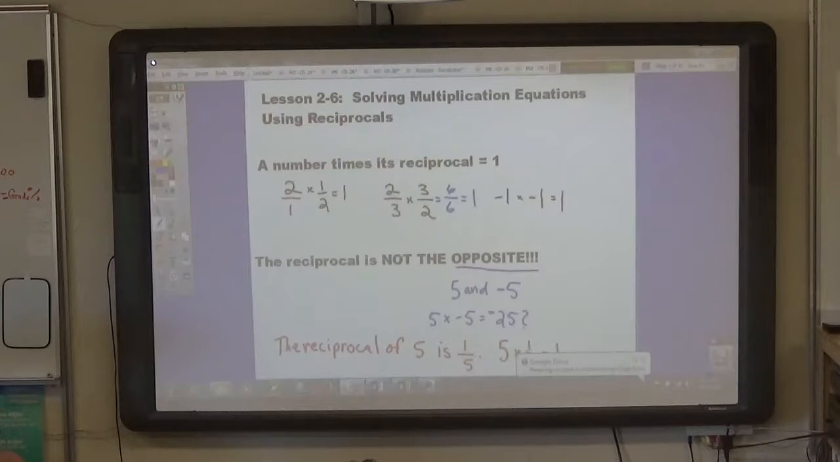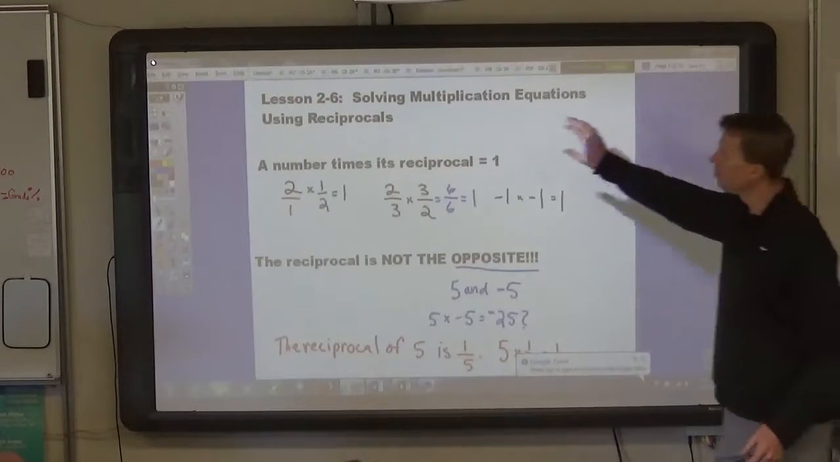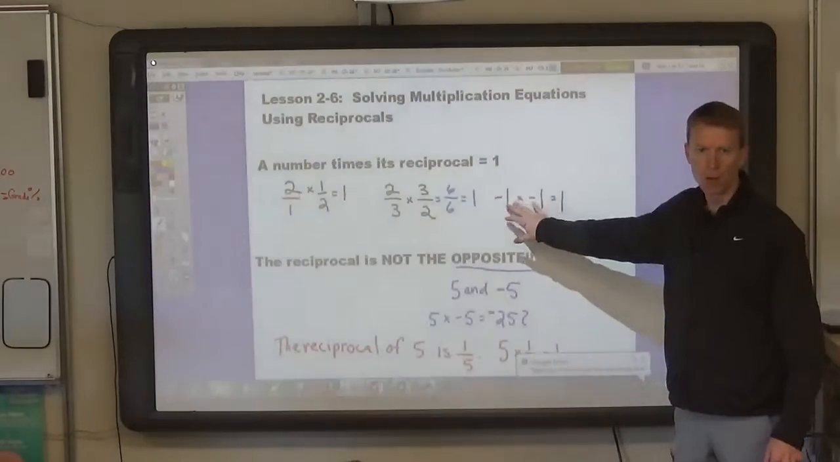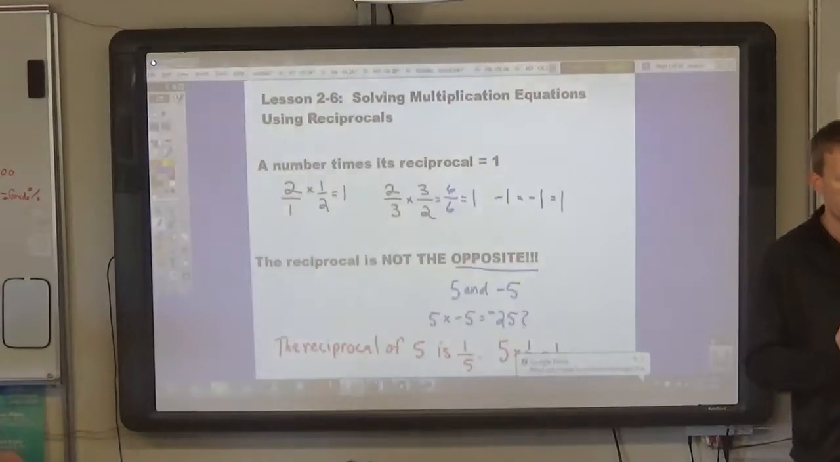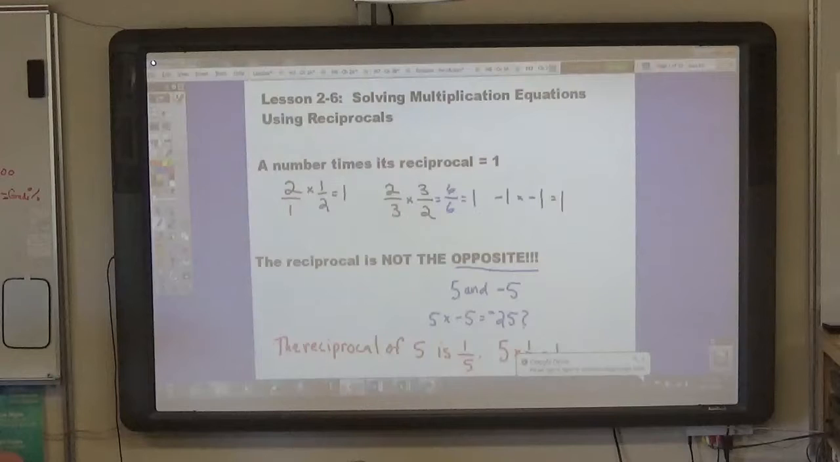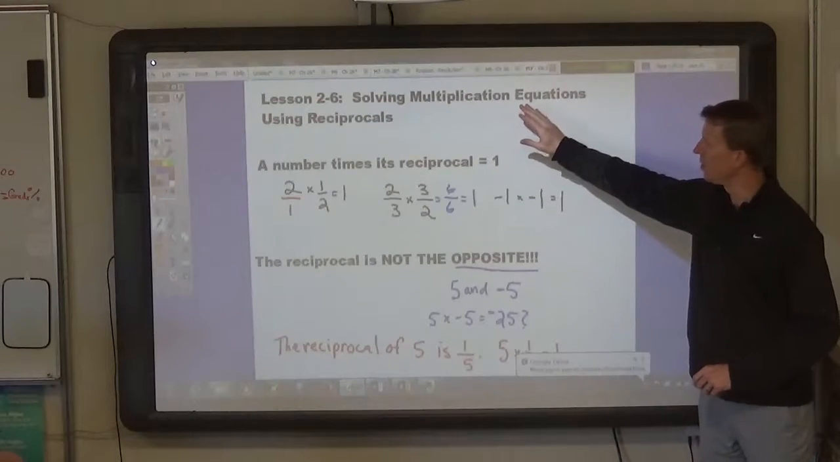Okay, seventh graders, we're gonna take a look at lesson 2-6. This is on using reciprocals to solve multiplication equations. We just talked about how to solve addition and subtraction equations by adding. With multiplication equations, we're gonna use multiplication and division to solve them. So let's take a look at the first section.